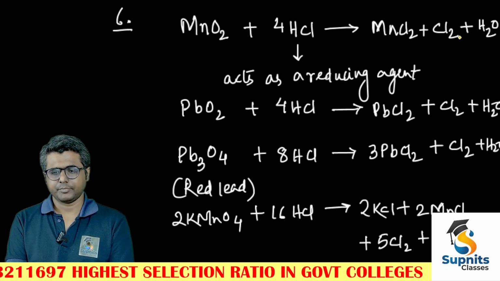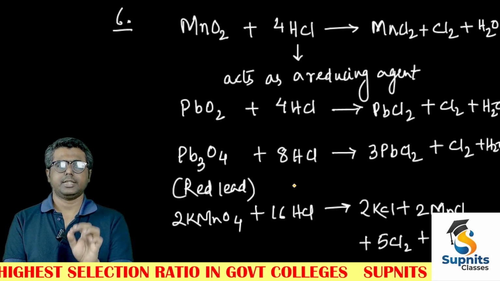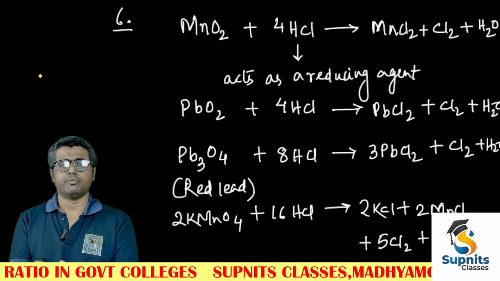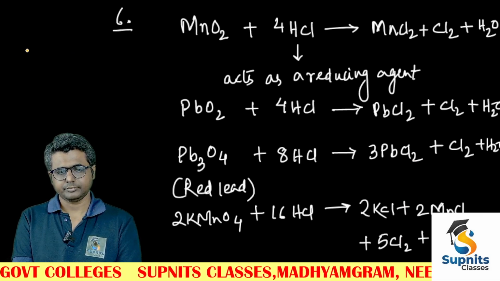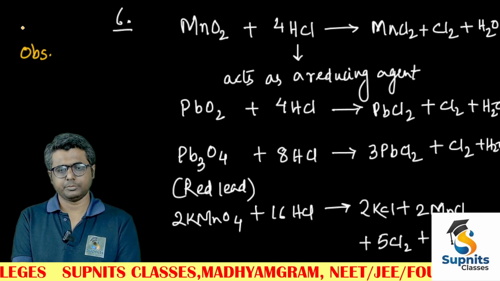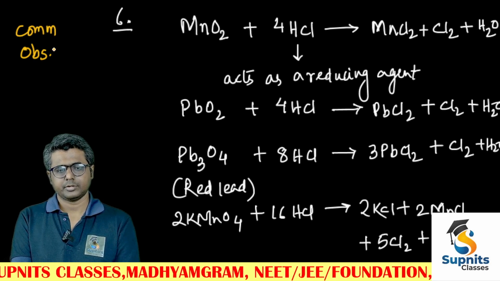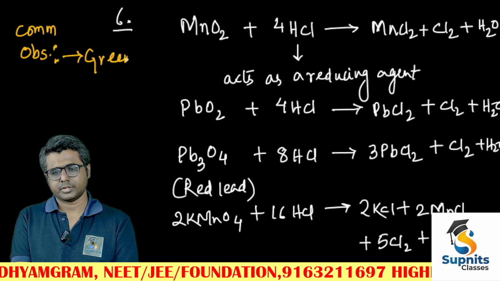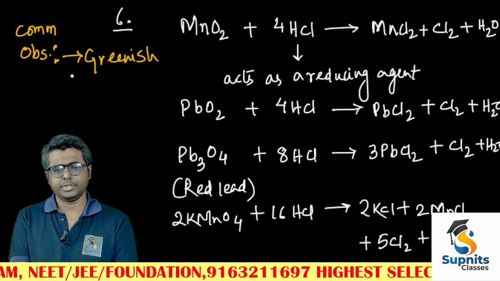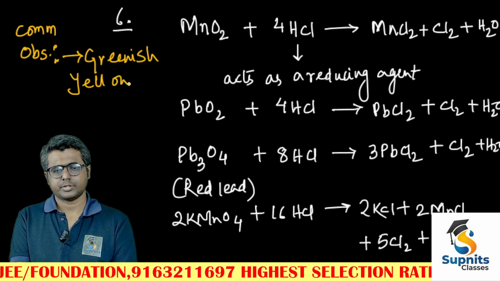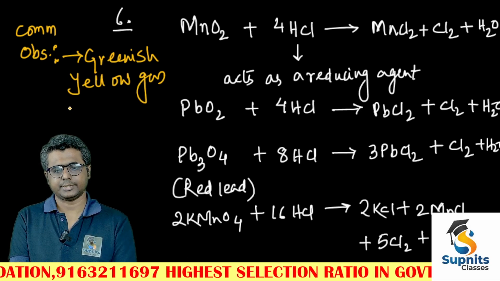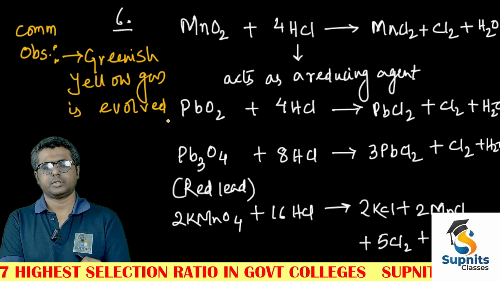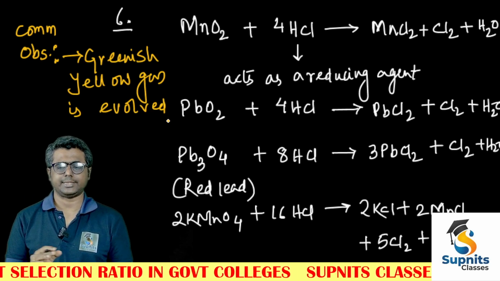See over here, in all these cases a single observation is very much common. In all these cases there is chlorine evolved. So, we can write the common observation is greenish yellow gas is evolved. Common observation is greenish yellow gas is evolved.